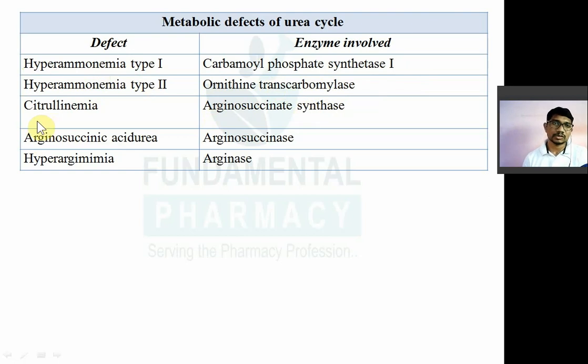Now one is known as hyperammonemia type 2, and that is due to ornithine transcarboxylase. If there is a defect in ornithine transcarboxylase, there is hyperammonemia type 2. Citrullinemia is due to a defect in arginosuccinate synthetase. Next one is arginosuccinic aciduria. It is due to the defect in the enzyme arginosuccinase. So whatever the steps of the urea cycle are, whatever enzymes are required, any defect in that enzyme leads to ammonemia or citrullinemia.